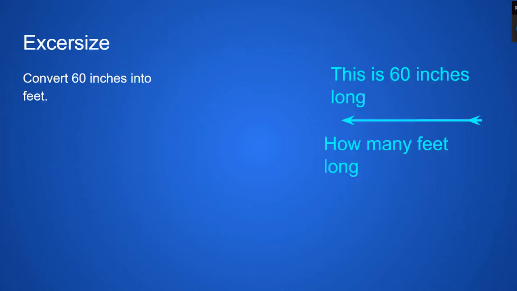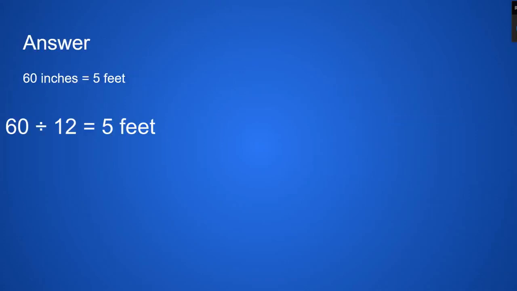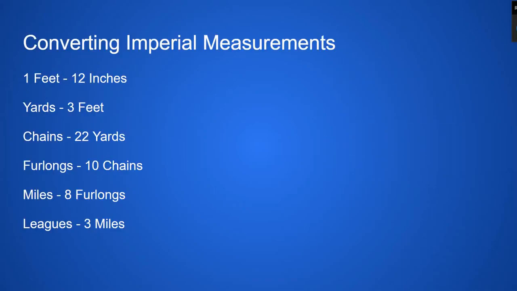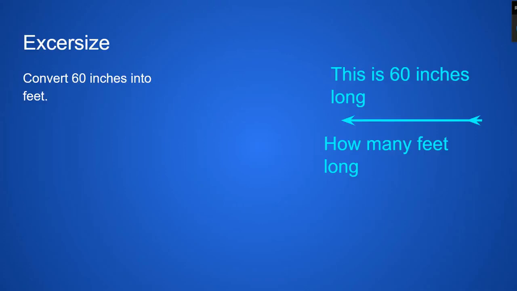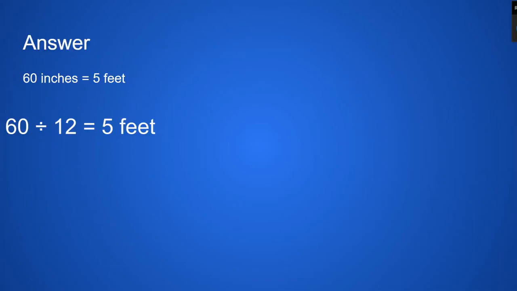So here we go. Convert 60 inches into feet. See, this arrow over here that we have, it's 60 inches long. Convert to feet. How many feet? Come on. I give you 10 minutes to answer, okay? Just kidding. No. I'm giving you 10 seconds. Here you go. Here's the answer. Boom. Okay, so the 60 inches equals 5 feet. Do you know why? Because if you take 60 inches and you divide it by 12, you get 5. That means 5 feet. Wow, so easy.